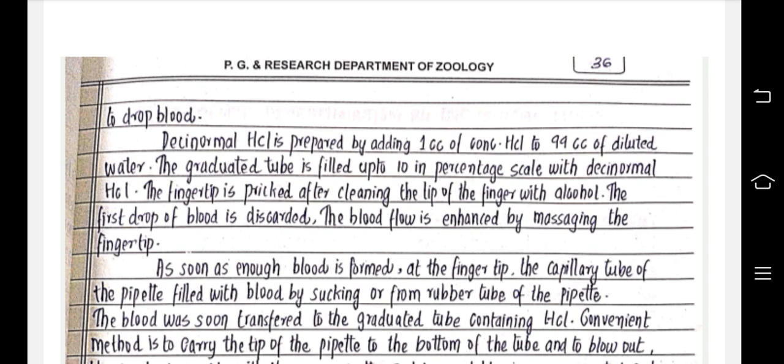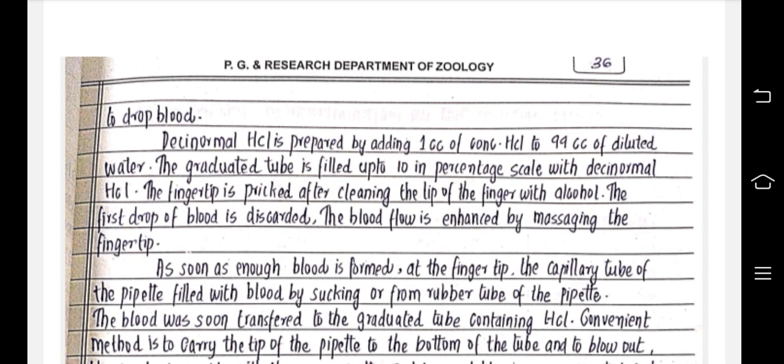The fingertip is pricked after cleaning the tip of the finger with alcohol. The first drop of blood is discarded. The blood flow is enhanced by massaging the fingertip. As soon as enough blood is formed at the fingertip, the capillary tube of the pipette is filled up with blood by sucking through the rubber tube of the pipette.